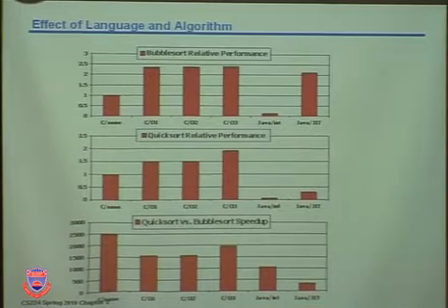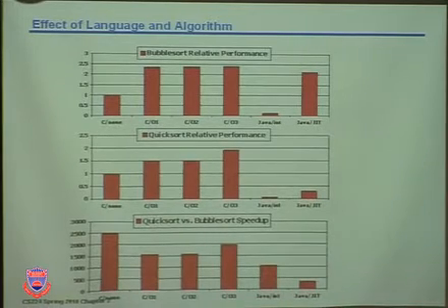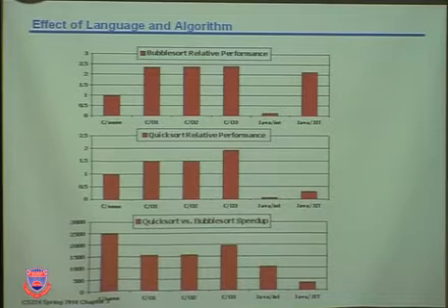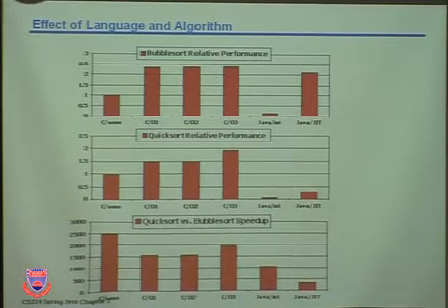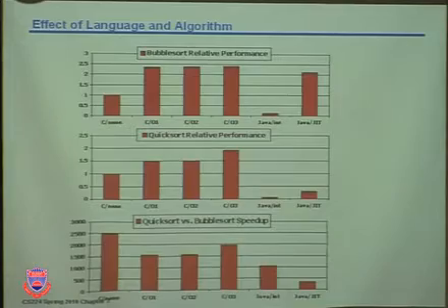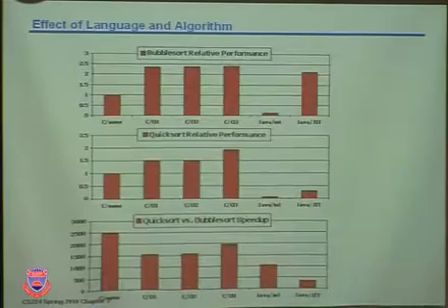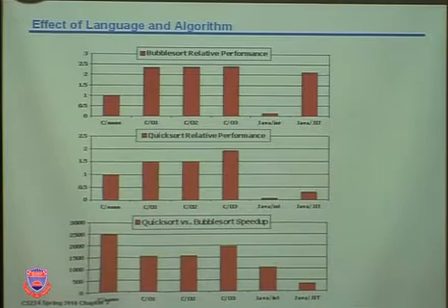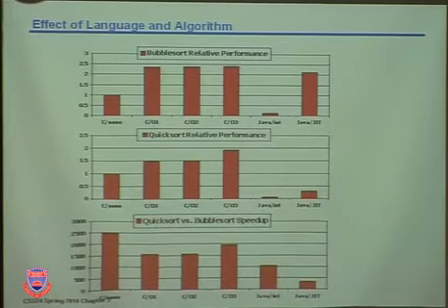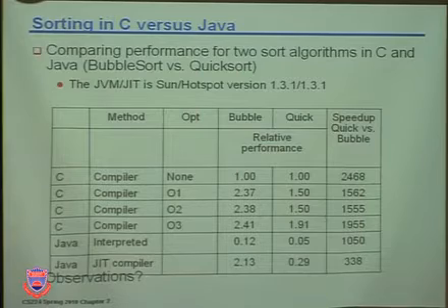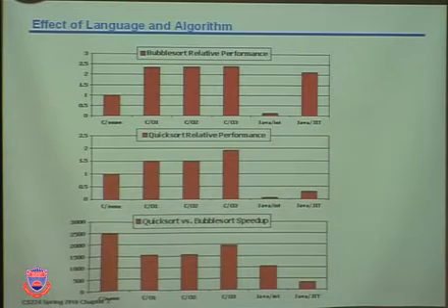We're calling this the effect of language and algorithm. Okay, bubble sort's relative performance in the six language and compiled options is shown at the top there. The quicksort relative performance is shown there. Those are these two columns here. The third one is the bubble sort versus quicksort speedup, and you can see that's the final column that we showed here. Just in graphical form, the same thing, in case you are more of a visual learner.